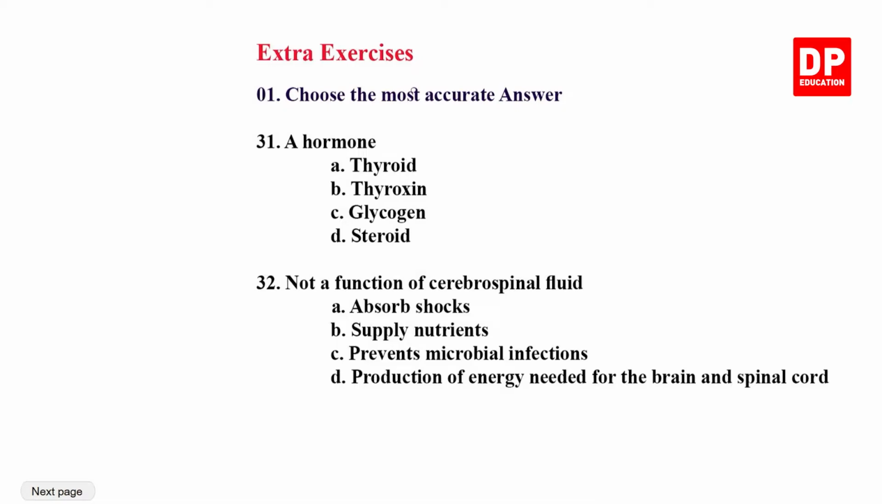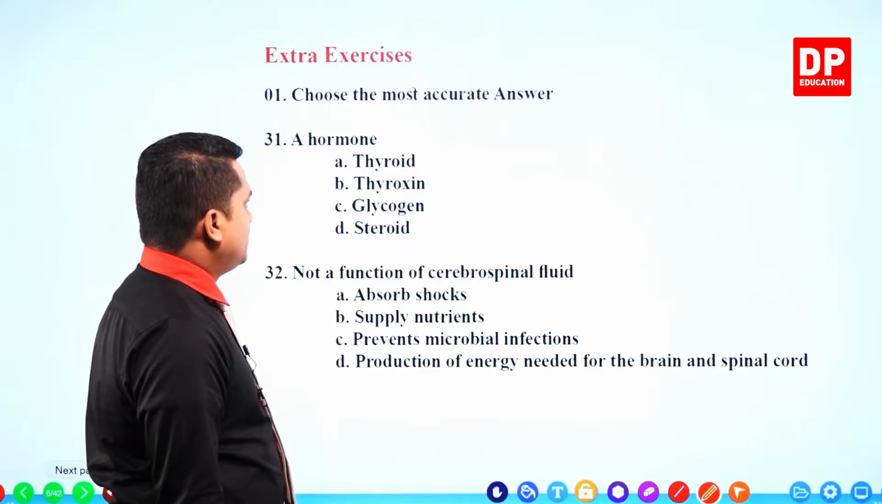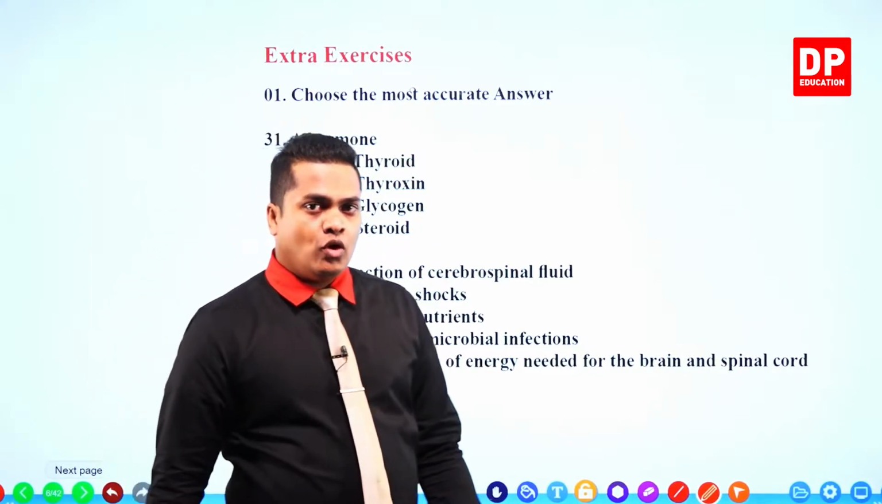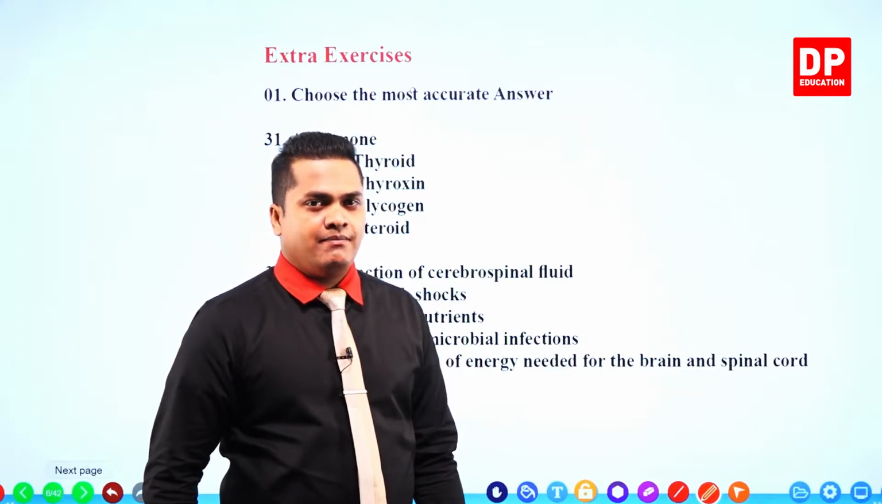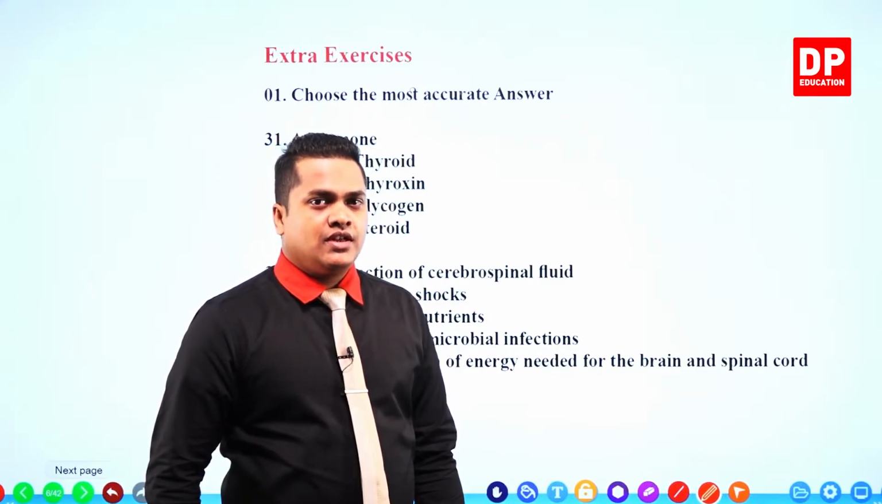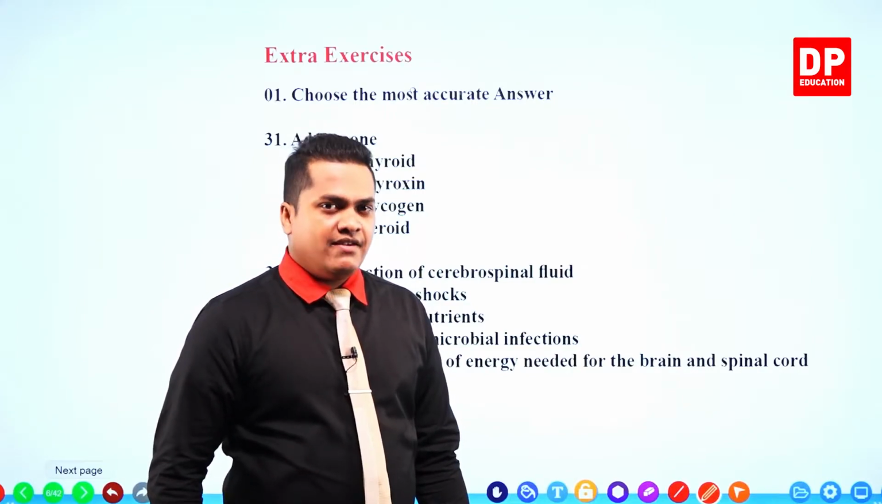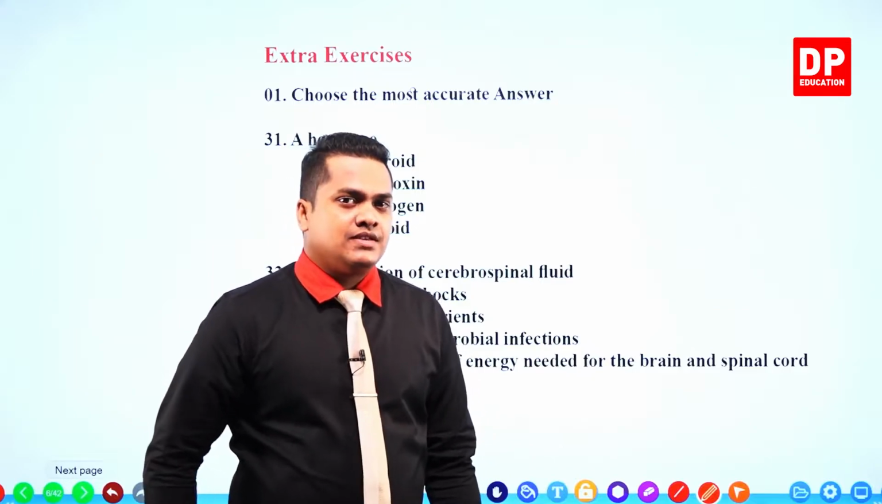A hormone: thyroid, thyroxine, glycogen, steroid. So my dear children, I explained about the hormones. I gave you different examples for the hormones when we were doing that nervous coordination, endocrine coordination part, right? I gave you some examples.